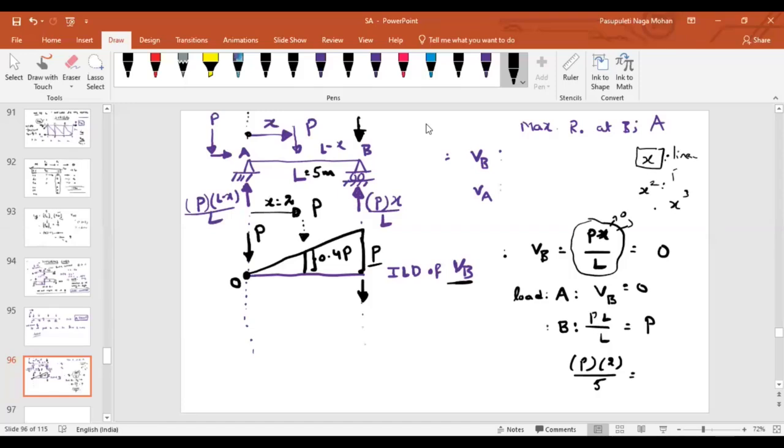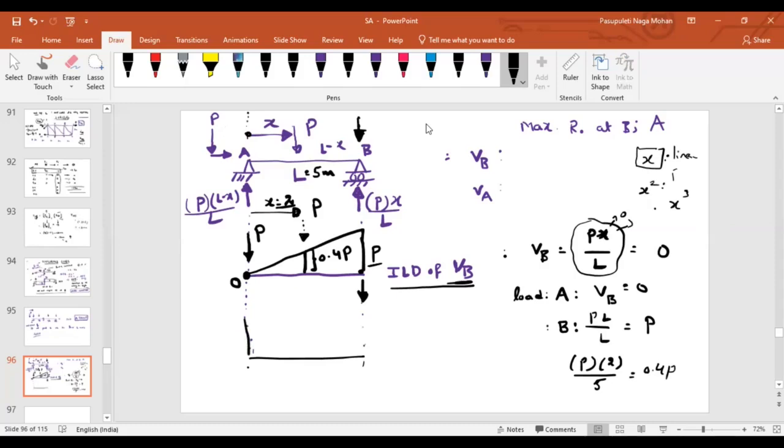Is it okay? Any doubt in this diagram, the ILD for VB? Sir, at which portion is the load, could you explain once again, how did you find 0.4P? Now, where is my load? My load is at a distance of x equal to 2. I substituted in the equation P times the position of the load, 2, divided by the total length, 5. 2 by 5 is 0.4 only. Yes, sir. Fine, sir.